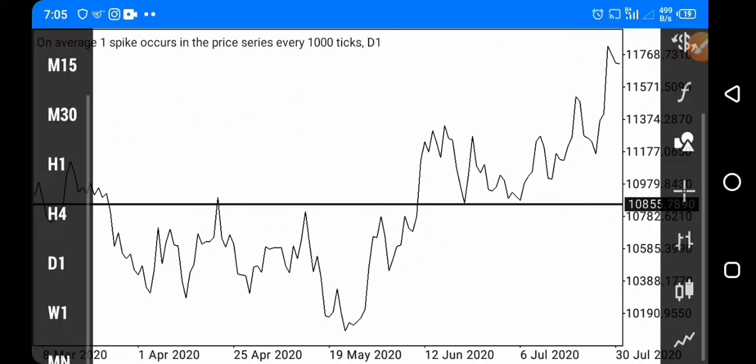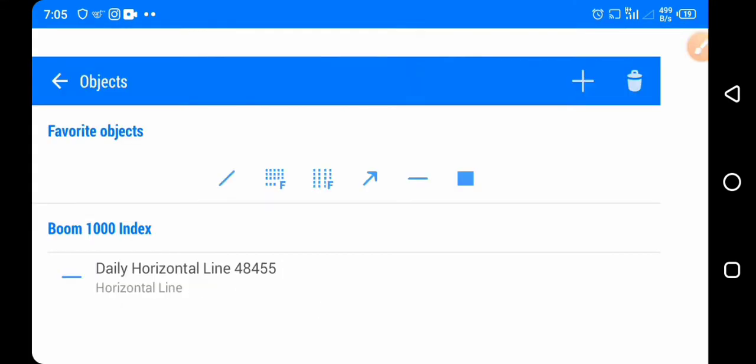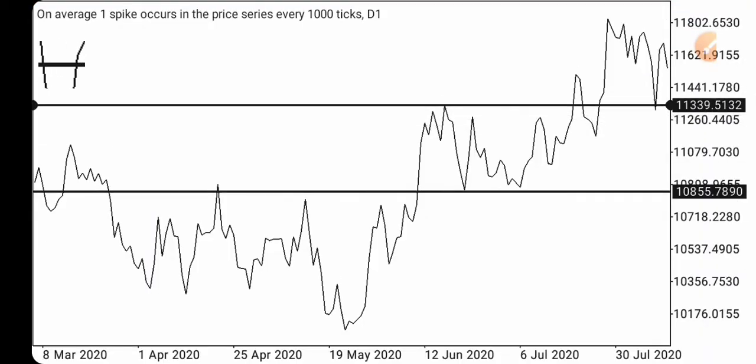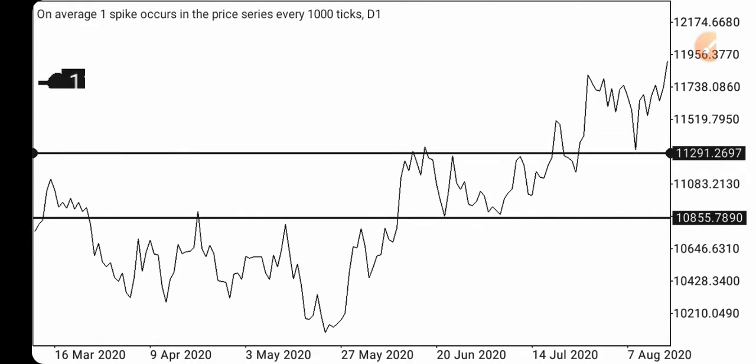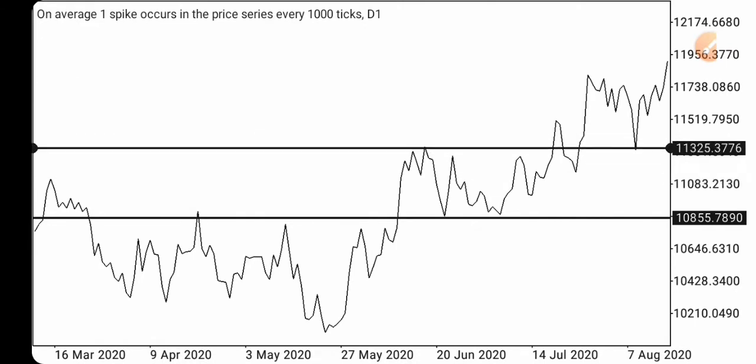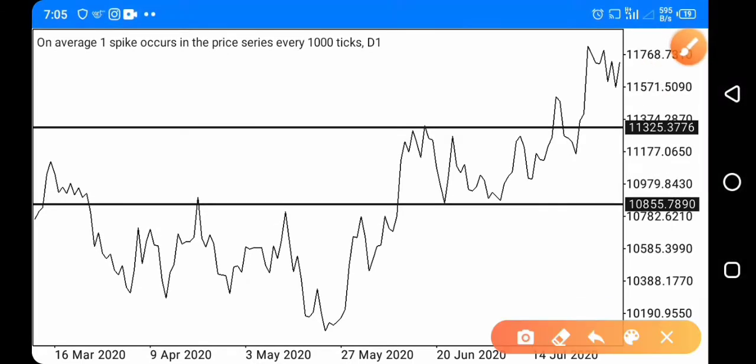Then you look closer again, you see there is another level here. With the help of line charts, we're able to identify two strong levels here. You can see the touches here. You see those touches there.